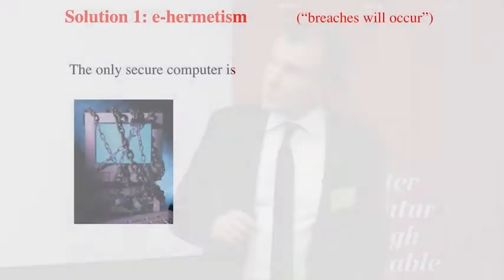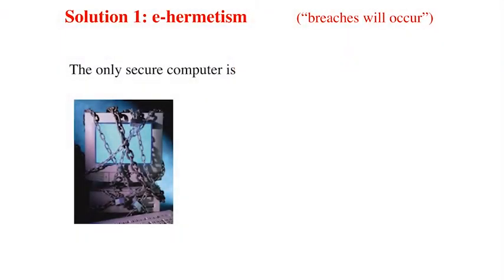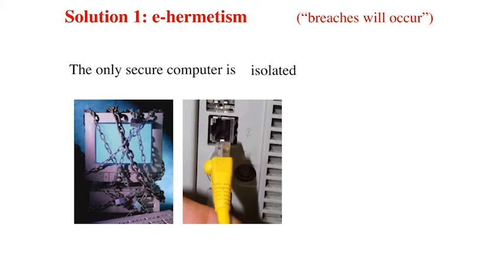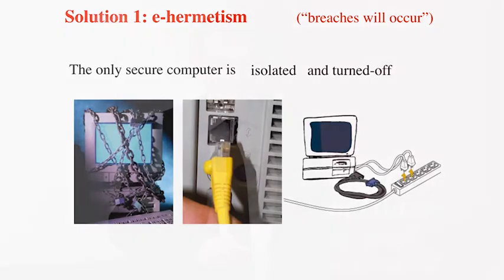But let me try and tell you a little bit about what we can do and what we still need to work on in order to be able to do it. If we look at the point of view of breaches will occur, the answer from a computer science point of view is basically that the only secure computer is isolated, so unplugged from the net, be it wired or wireless. And please turn it also off, because there are a number of ways of getting the data that is on your computer without you having a connection to the internet.